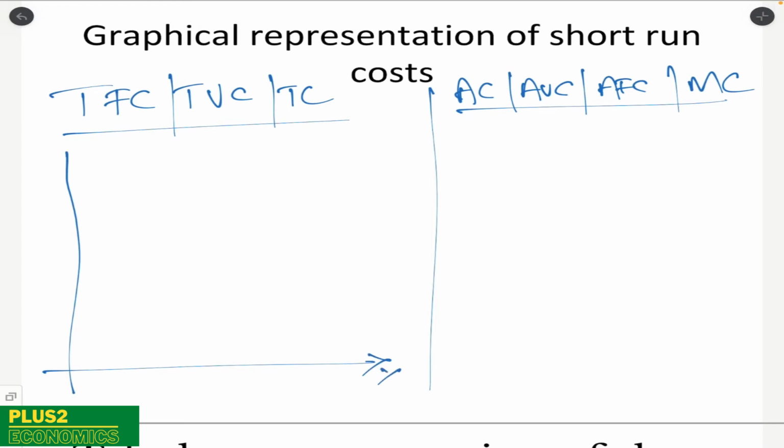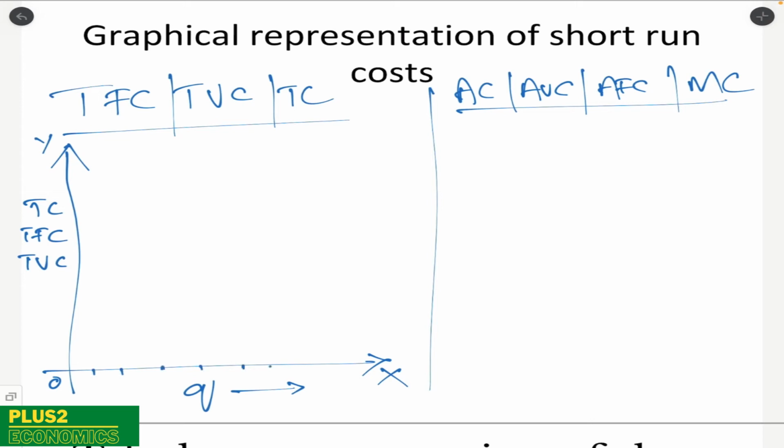So let us have the axis. So this is our x-axis. Always remember this. This is the y-axis. This is the origin. In the x-axis, let us take the quantity that we are producing. And on the y-axis, let us have TC, TFC, TVC on the y-axis. Great.